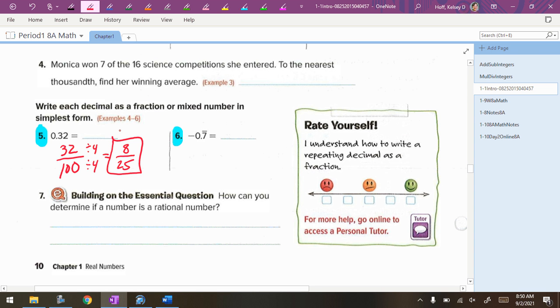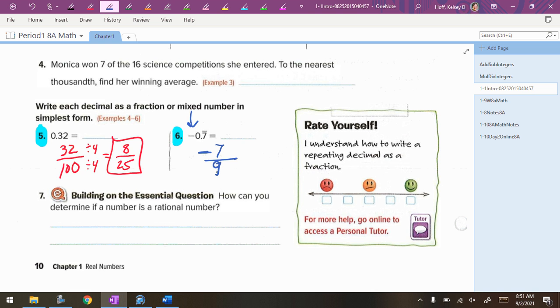So again, the first thing I look at is there a repeating bar? Yes, there is. So this means it's going over 9s. We just have to figure out how many. Also, don't lose the negative sign, right? So I'm going to put the negative sign. What goes in the top of my fraction? 7. So then on the bottom, how many 9s do I need? Just 1. Because I only wrote one number up here, I only need 1 9 down here.